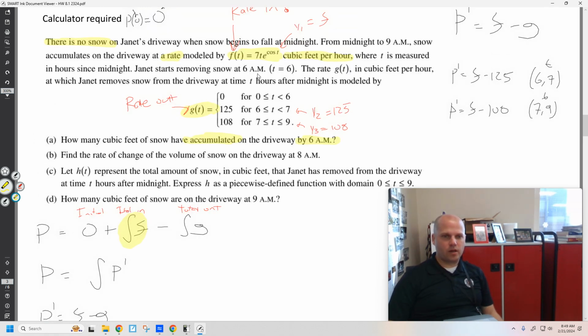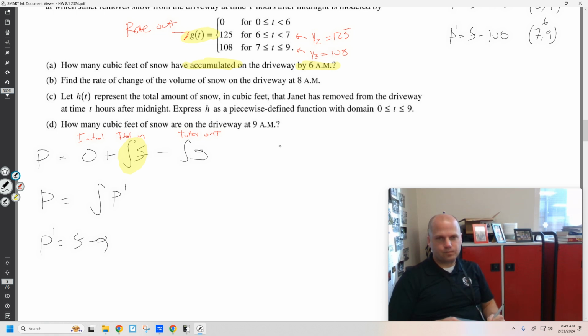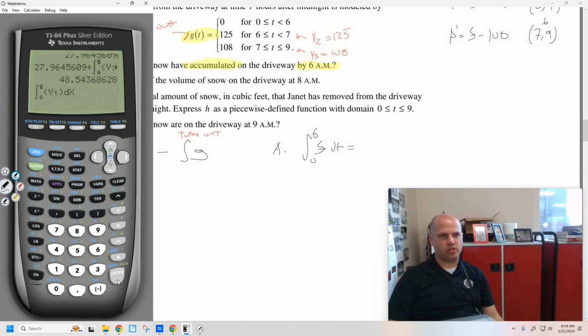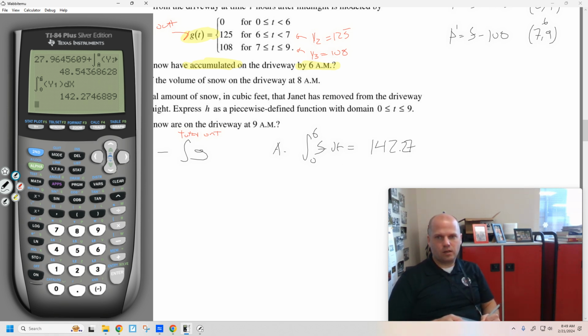So that's Y1. I'm going to accumulate from 0 to 6, Y1, which is F. So I got an integral from earlier. Y1 has changed. This is why I love using Y1 so much, because we can just grab it instead of having to type in things over and over again. We get 142. Again, this is a total in, so this is in cubic feet, not cubic feet per hour. That's a derivative. That's a velocity.